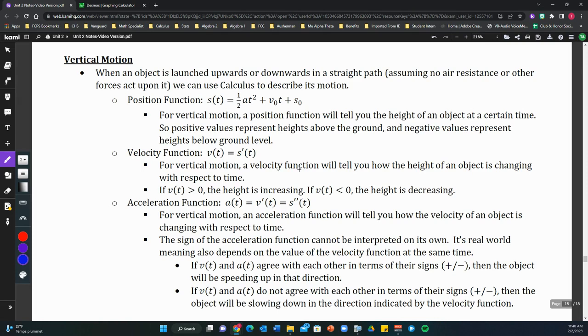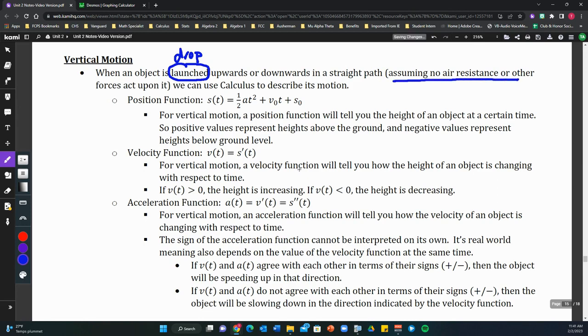So when an object is launched upwards or downwards in a straight path, and this launched term can be a little misleading. Sometimes we simply drop objects. We can consider that a launch, but it's an idea of we are beginning to move. So whether that's with force or without force. So did I throw a ball up in the air, or did I just simply drop it off of something? So when we start to change the position of an object in a straight path, and again, this is all assuming that air resistance is ignored.